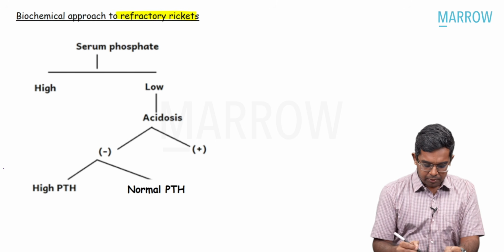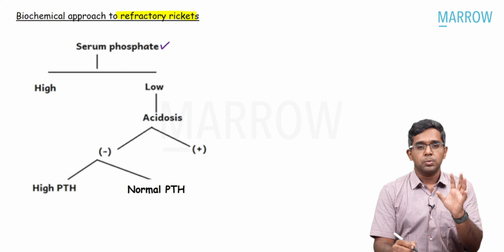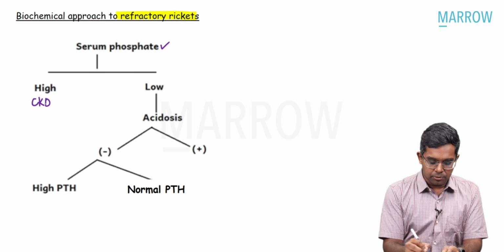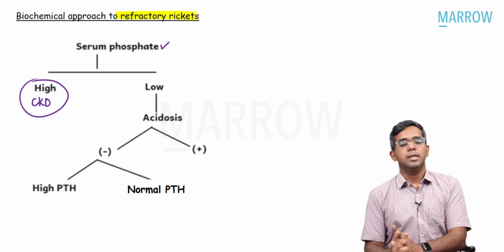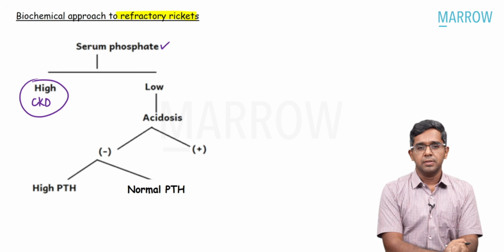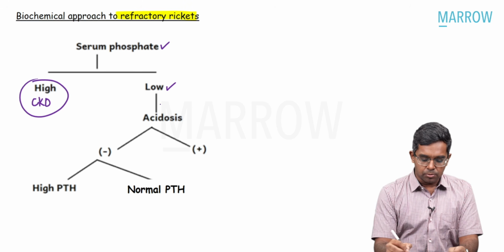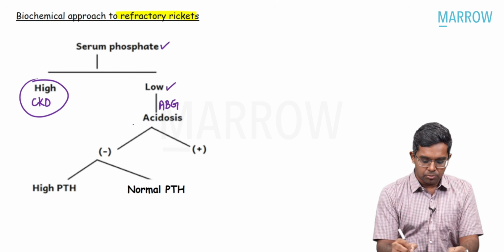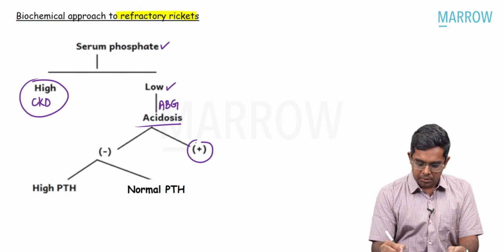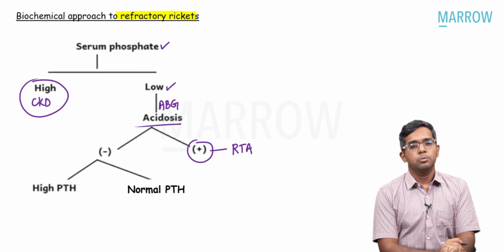Let us start. In refractory rickets, the first investigation to be done is serum phosphate, and there is only one condition where you will get high serum phosphate. What is that? CKD associated rickets. Because in chronic kidney disease, the kidney is not able to excrete the phosphate outside, so that is why there is high levels of serum phosphate. In all other situations, you will get low serum phosphate only. Then you can do ABG, arterial blood gas, to rule out acidosis. If acidosis is present, then the only possibility is RTA. What is that? Renal tubular acidosis.